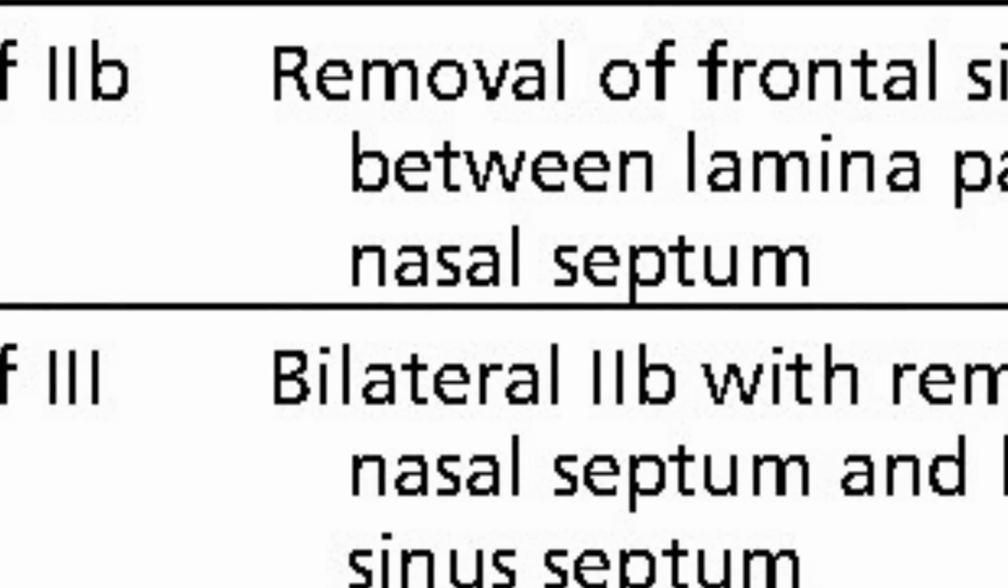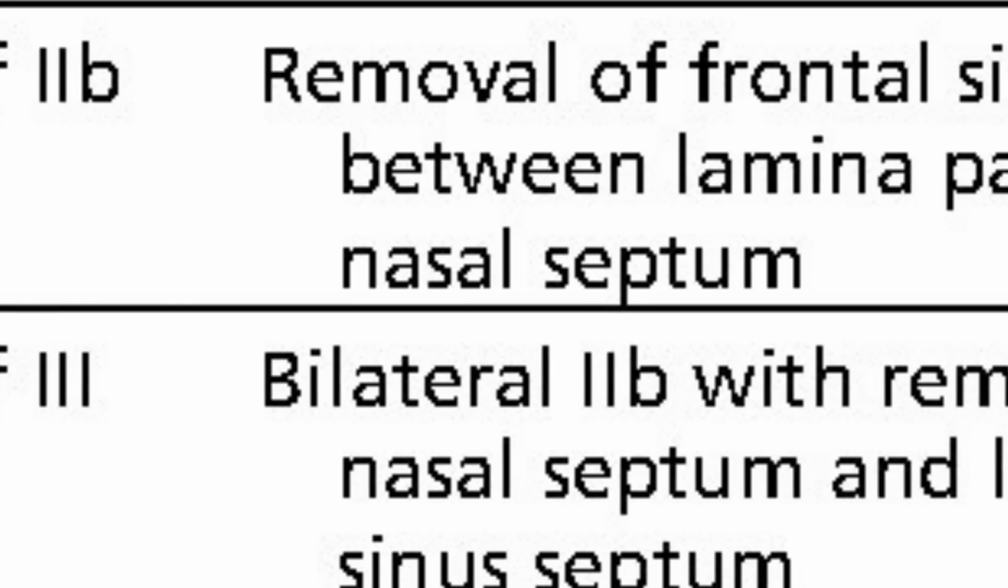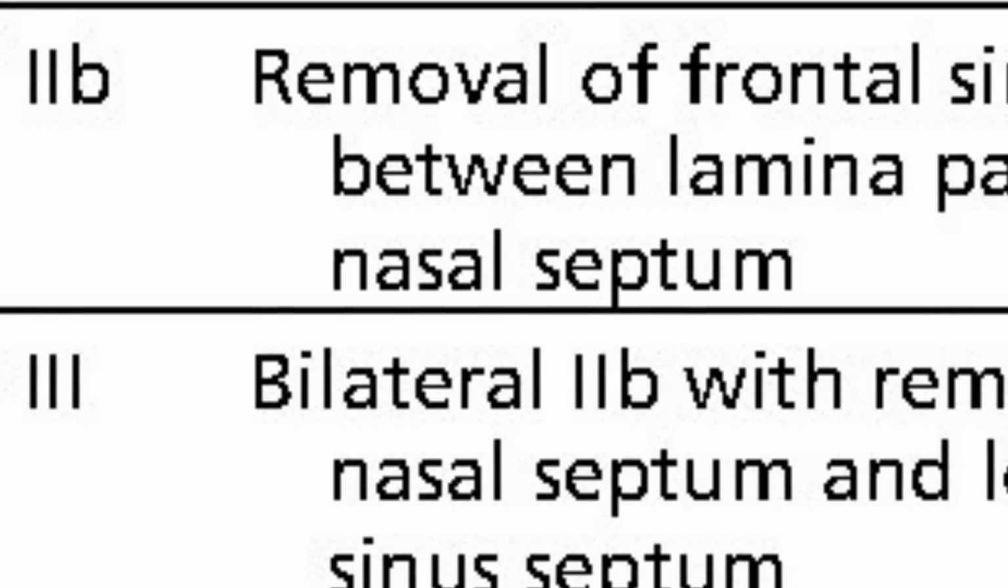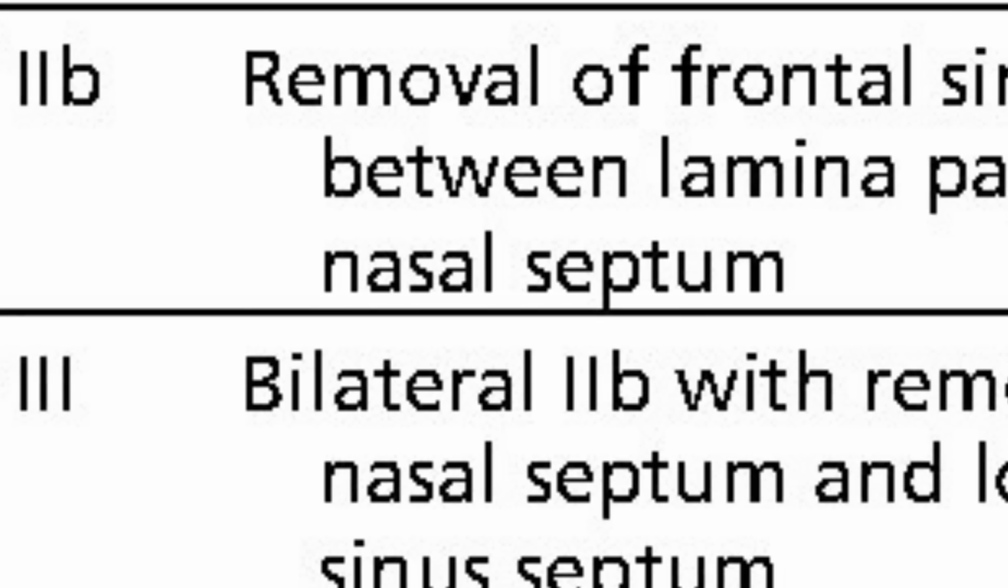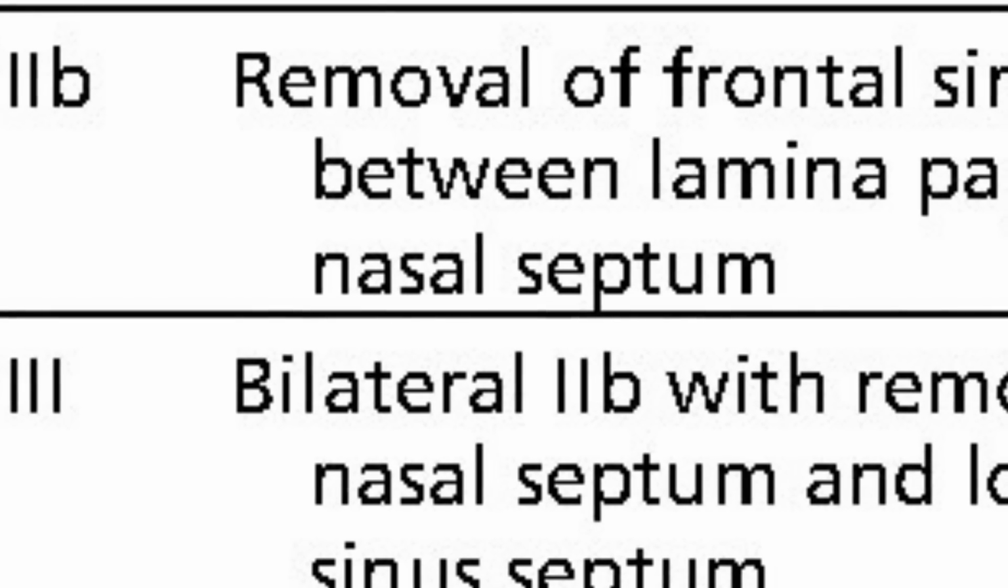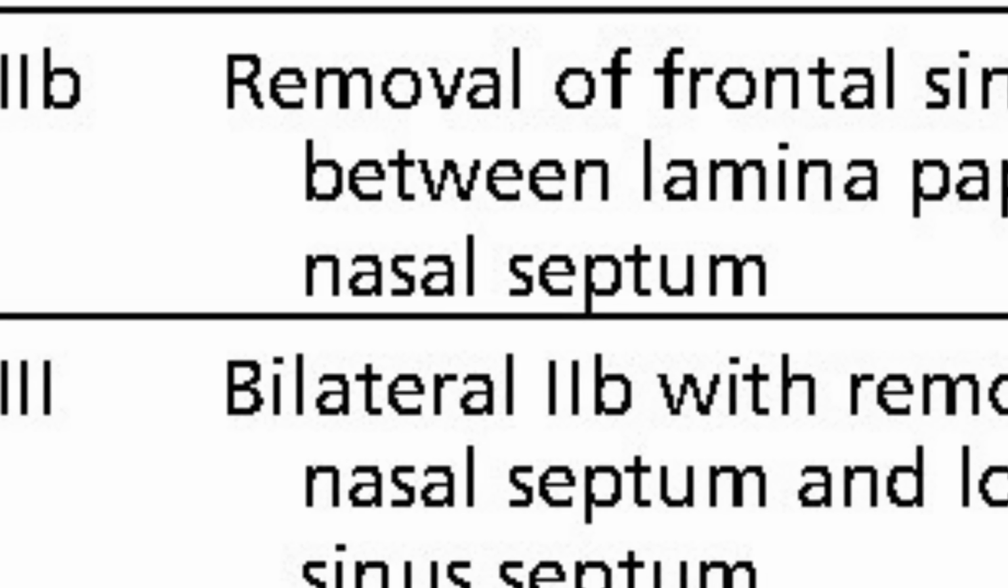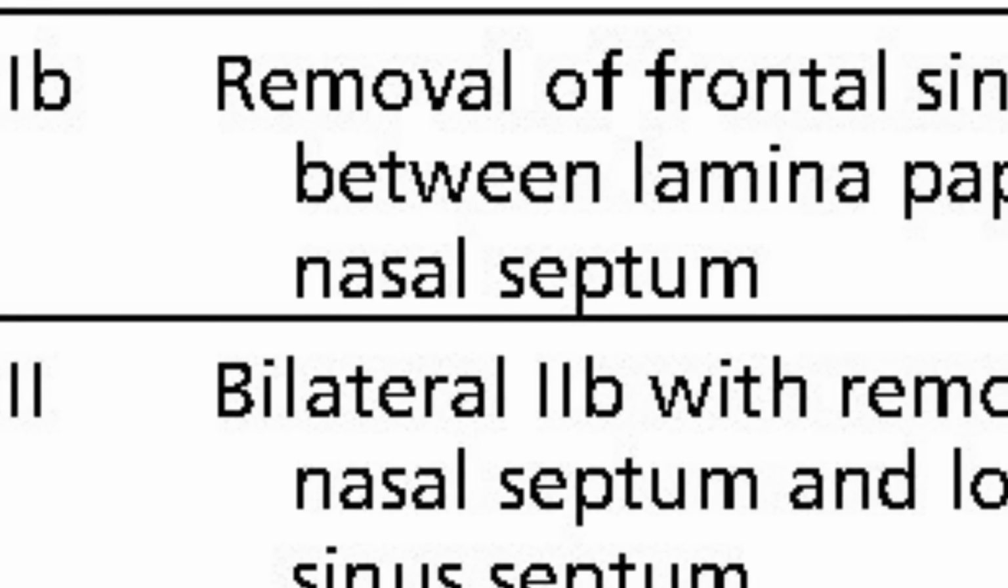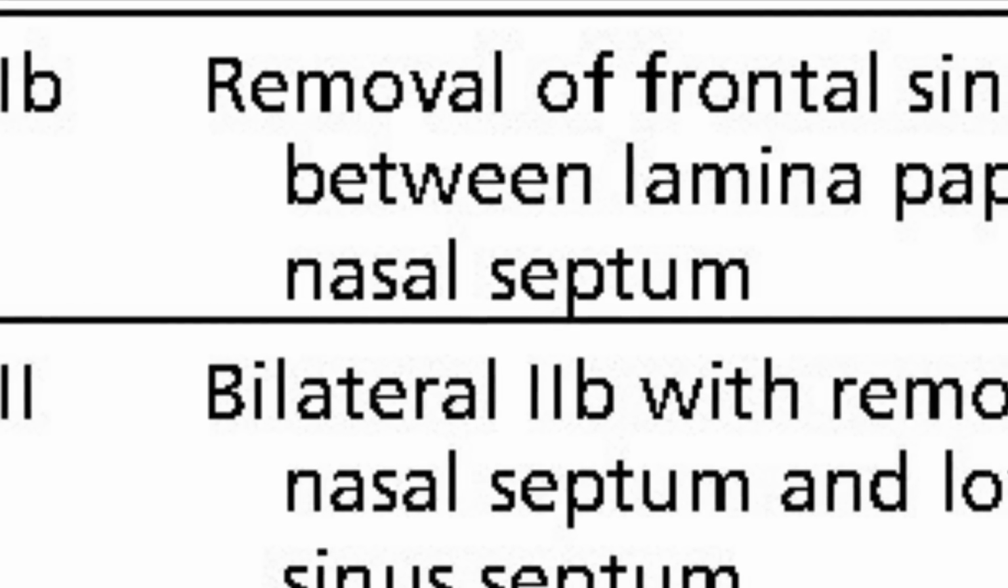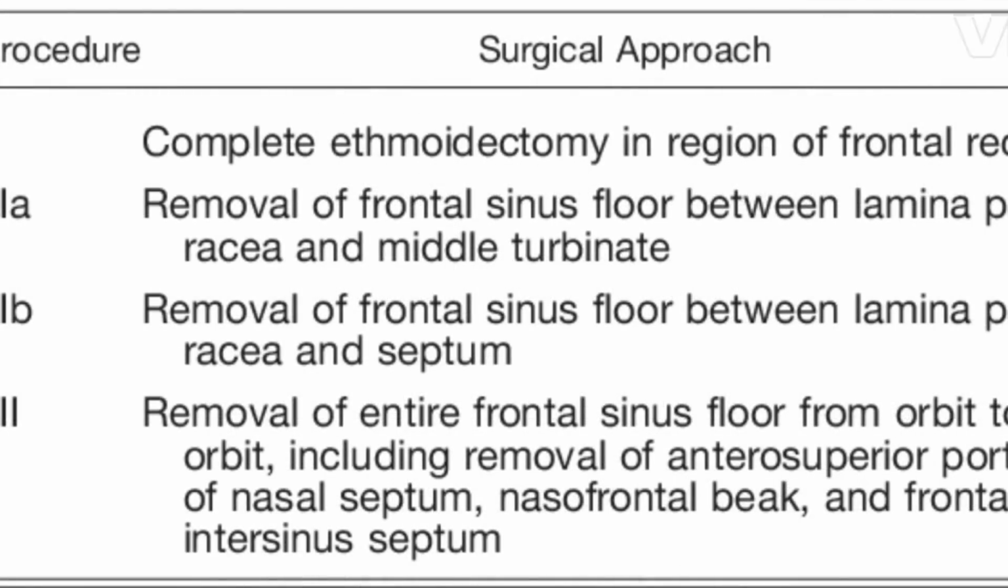Draf III, also known as the modified Lothrop procedure, is the most extensive approach. Here, we remove the entire frontal sinus floor from orbit to orbit, including parts of the nasal septum, nasofrontal beak, and frontal intersinus septum. This approach essentially creates a single, large drainage pathway across both sides of the frontal sinus. It's typically reserved for the most severe cases, like refractory chronic sinusitis or patients with polyps that obstruct drainage despite previous surgeries. Draf III is effective but highly invasive, carrying higher risk for complications. It's a commitment to long-term drainage that can help prevent further interventions.